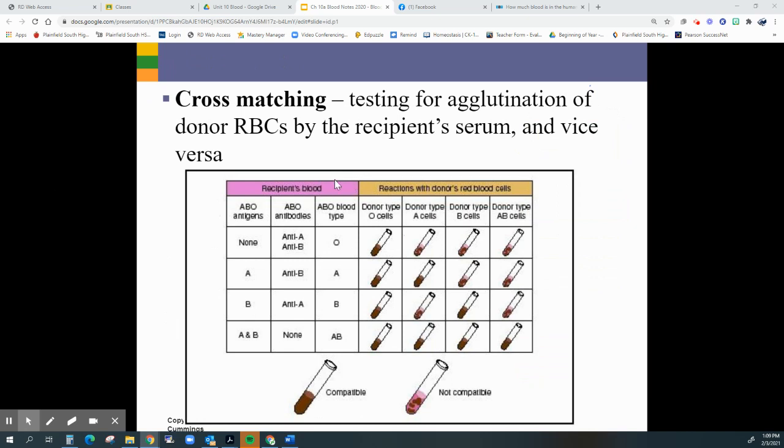All right, cross-matching. So we're testing for that agglutination so that we can make sure that we can donate to somebody and not have an issue. This talks a little bit about that chart we were looking at before. So if they have no ABO antigen and they have both A and B antibodies, they are type O. All right, you can see who they can donate to. Then they can donate to O, A, B, and AB.